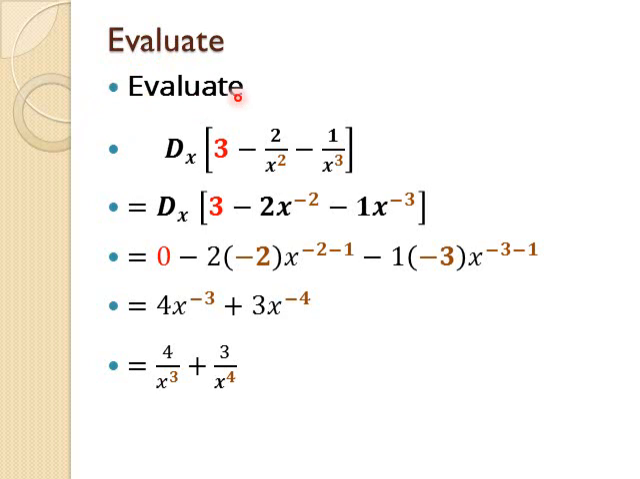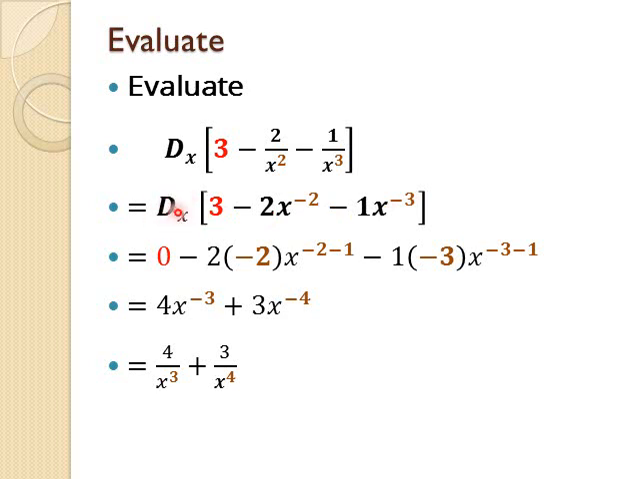So here they say evaluate. They've given me differentiate x, given that we have 3 minus 2 over x squared minus 1 over x cubed. So 3 there. I maintained dx, see there, till I differentiate. So there, x squared goes up, it becomes x negative 2. X cubed goes up, it becomes x negative 3. Now when I differentiate, I drop dx.